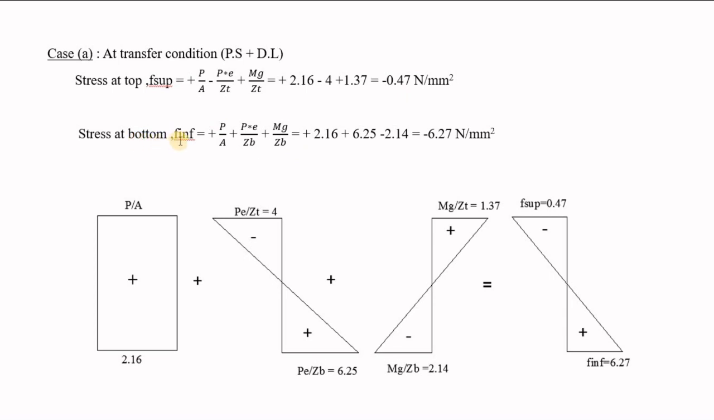And for the bottom it is F inferior. Again signs will change, and like that even ZB will change. We have calculated those things here, so no need to worry.